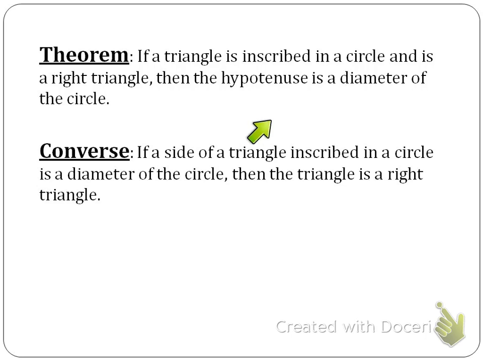So 2 theorems that we're going to be talking about. One of them: if a triangle is inscribed in a circle and is a right triangle, then the hypotenuse is the diameter of the circle. And the converse is true: if you see a picture where a side of a triangle inscribed in a circle is a diameter, you can assume that the triangle is a right triangle. We're going to see problems that deal with this.